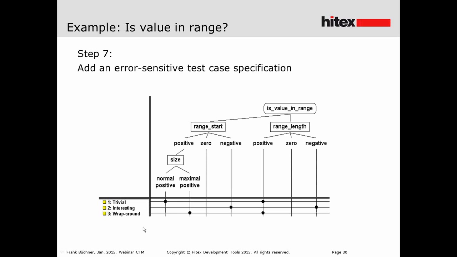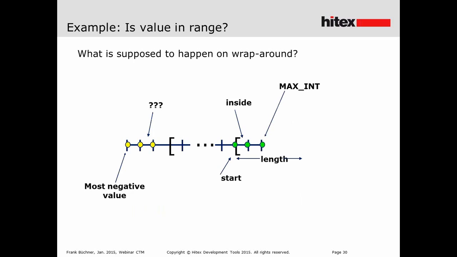You see the name of the test case is wraparound, and it combines the highest positive value, the biggest value, with a positive length, and that would mean we have what I call wraparound or an overflow or whatever. And I think it's very interesting to have such a test case which provokes such an overflow, because I find it interesting to see what's happening on wraparound. What about the yellow points here on the left hand side, are they inside the range or not? Nobody knows, because this is not given in the specification. And so we have found another omission of the specification: to define what shall happen if an overflow occurs, and so on.